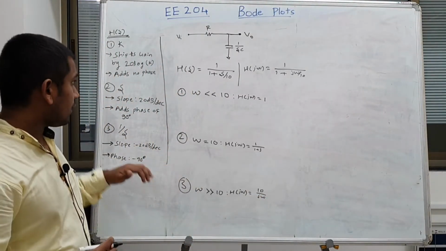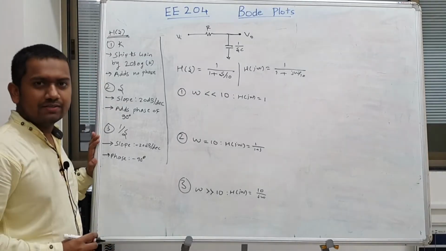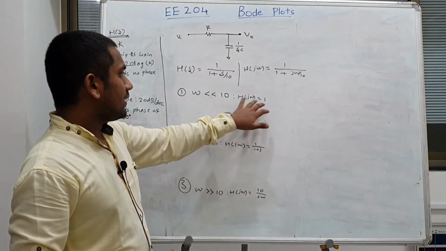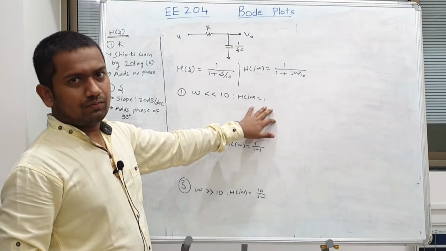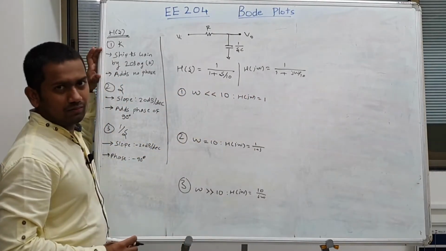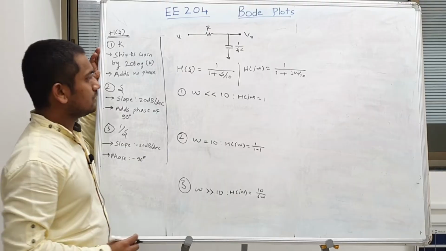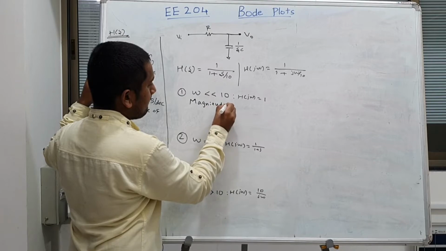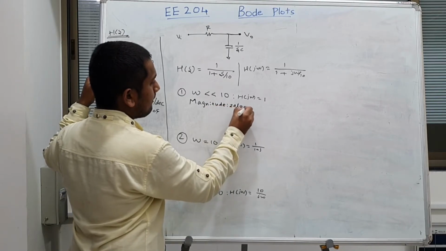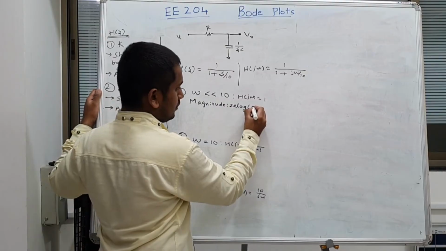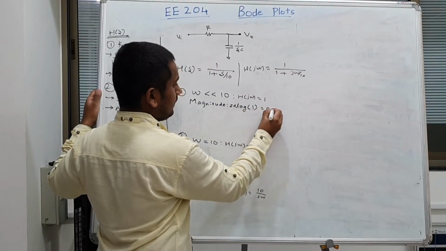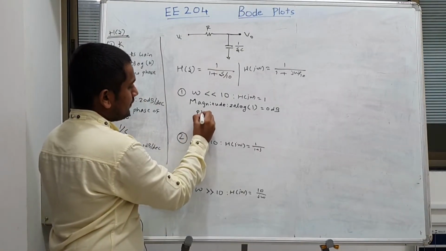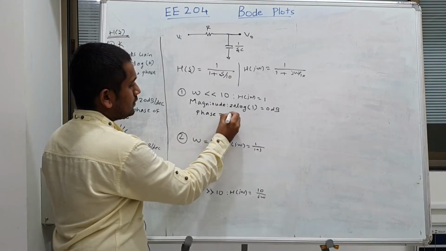Now we will use these three insights learned in these three steps. We know that H(jω) is a constant. We'll use the knowledge learned about what happens to the Bode plot when it comes to a constant. So the magnitude is 20 log of the constant, which is 1 here, so 0 dB, and no phase added, meaning phase is 0 degrees.